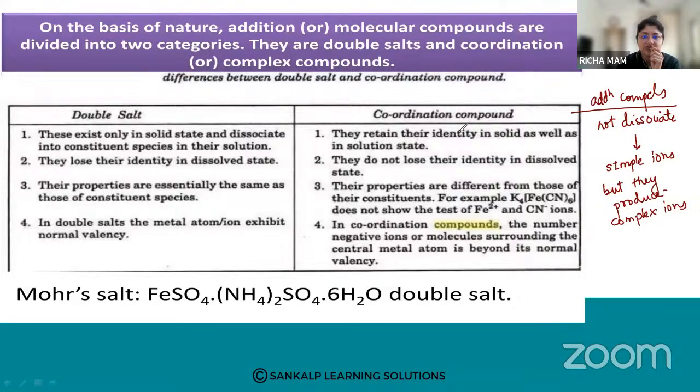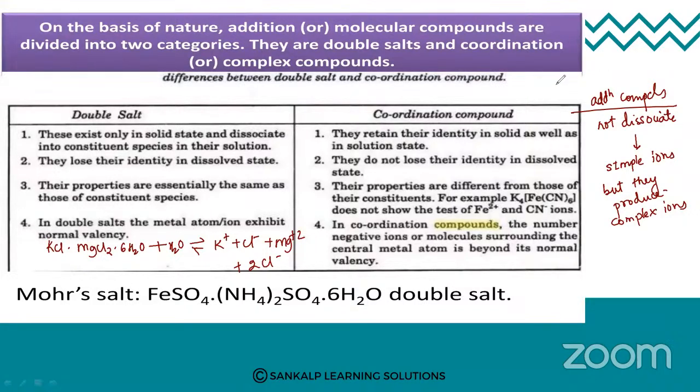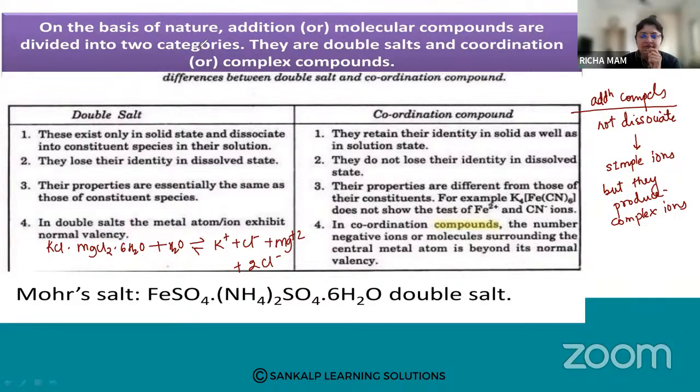Coordination compounds are also addition compounds, but when you add them in water, they will not dissociate into simple ions. Here we saw KCl·MgCl2·6H2O. When you add it in water, it will dissociate into its simple ions: K+, Cl-, Mg2+ and 2Cl-. But coordination compounds will not dissociate into simple ions; instead, they will produce complex ions.